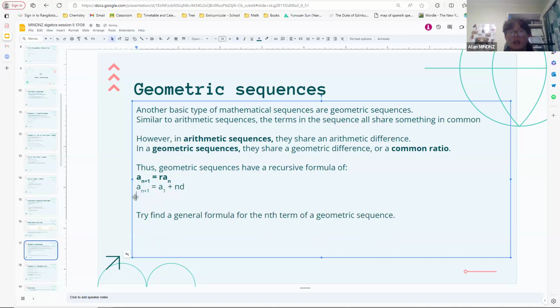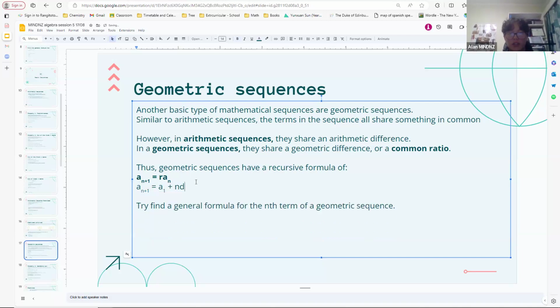So how would we go about finding the general form for the nth term of a geometric sequence? I'll give you guys 30 seconds to figure it out. So we can basically do the same thing, but then we don't need to cancel out terms. We can just sub in terms.